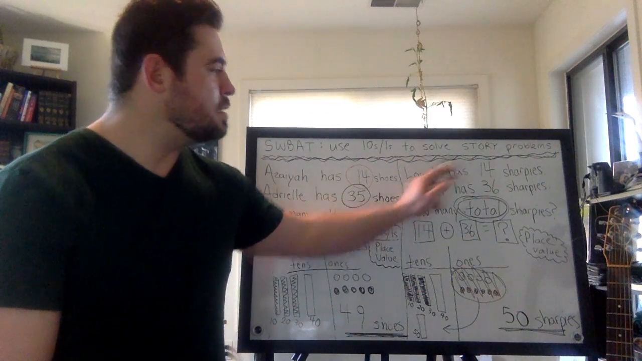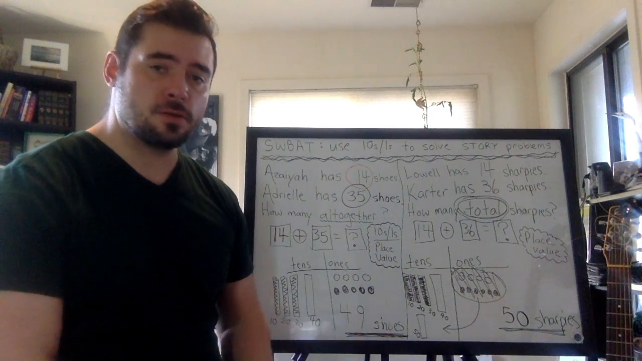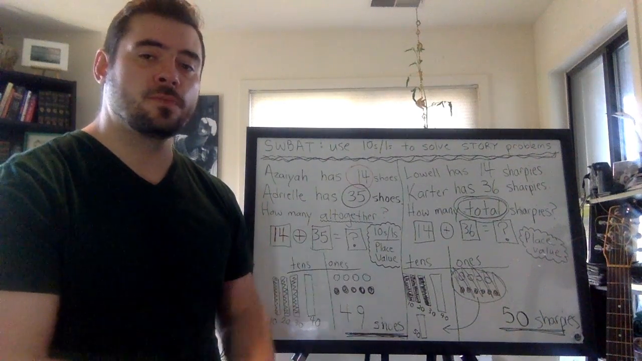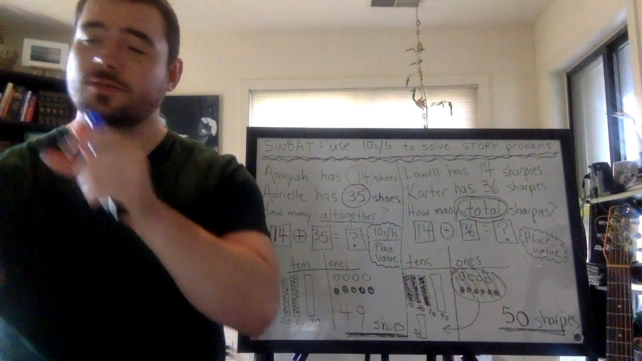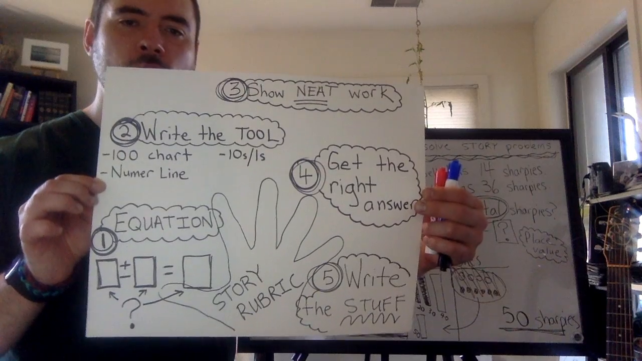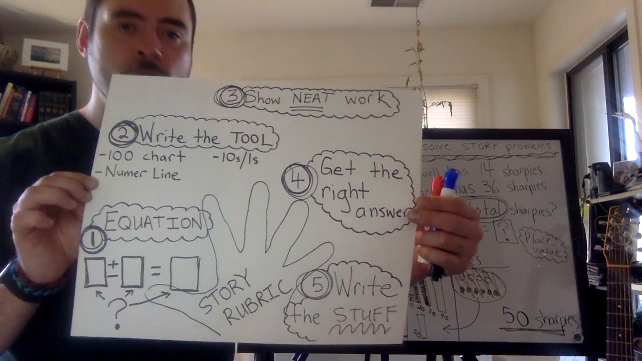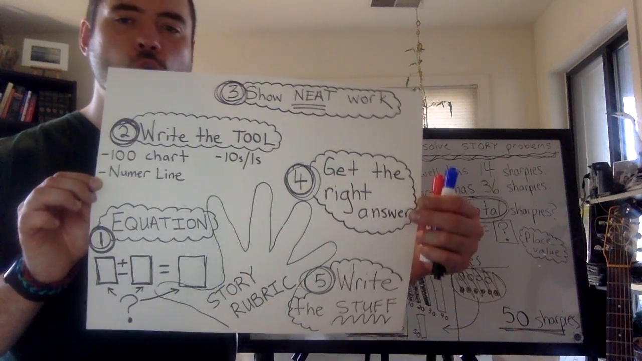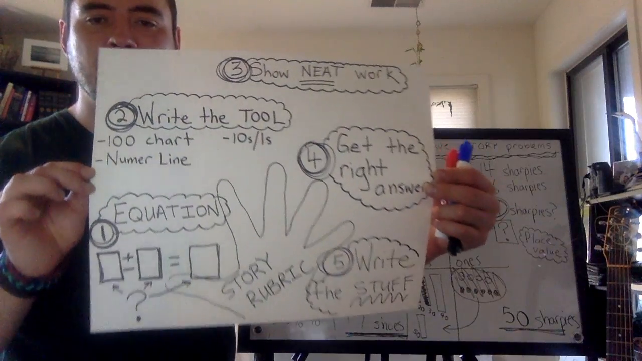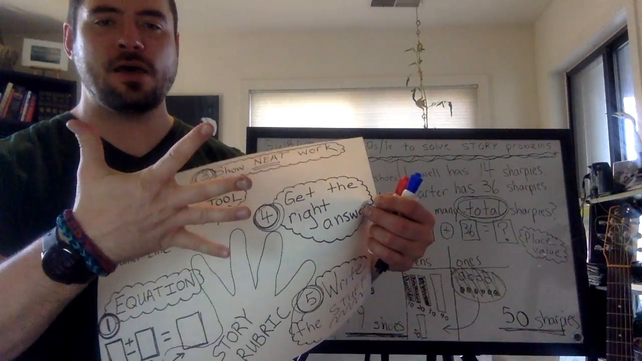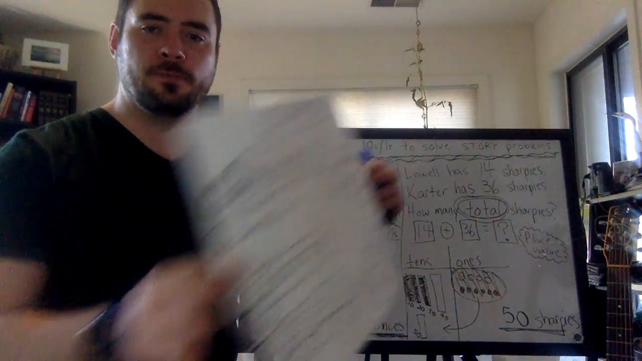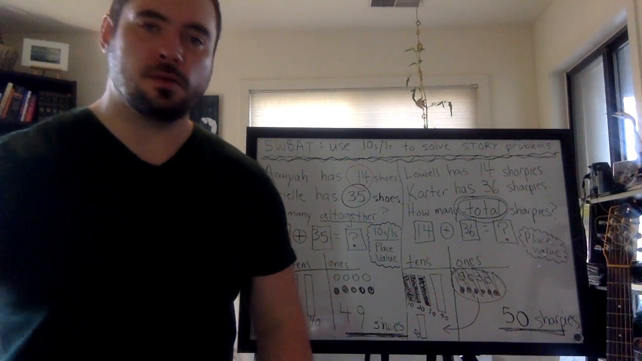And also I wrote down the stuff that we're talking about. And what we were talking about is two friends having Sharpies, maybe coloring together during creative time, sharing their Sharpies, and seeing how many they have all together. So hopefully that helps. Let's go over this rubric just one more time. Make sure that you can see it. There we go. 1, make your equation with the unknown. 2, write the tool. 3, show neat work. 4, get the correct or the right answer. And 5, write the stuff you're talking about. Get a 5 out of 5 on your journal in story problems, and you will be ready for 3rd grade. Okay, I hope that helped, and I will see you guys in another video.